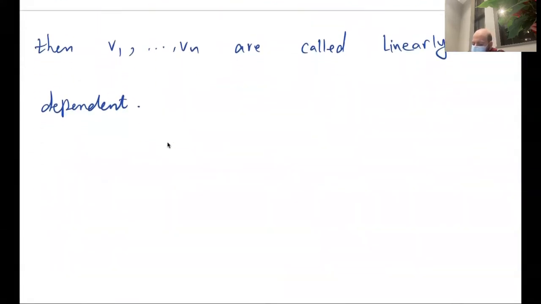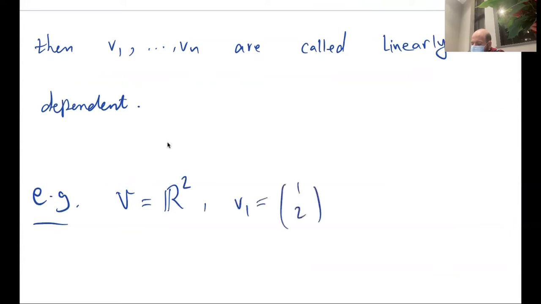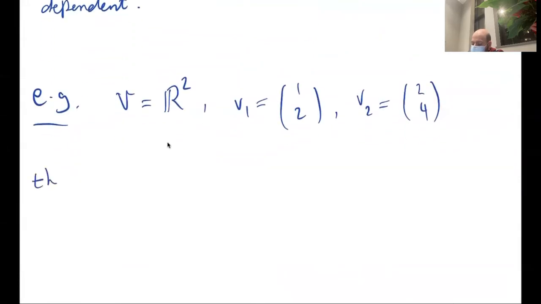So for example, if V is R2, let's say, and let's say V1 equals (1, 2), V2 equals (2, 4), then we can say that V1, V2 are linearly independent. Sorry, linearly dependent. Why are they linearly dependent?